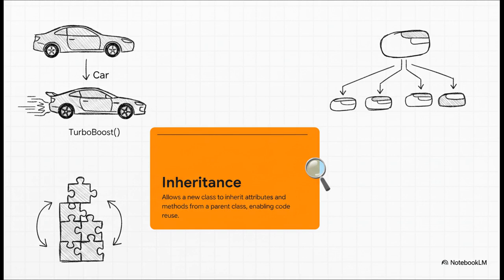It means we can create a new sports car class that automatically gets all the stuff from our main car class. We don't have to rewrite the code for wheels or doors, it just inherits it. We only need to add the new special stuff, like maybe a turbo boost method. And the other superpowers, like encapsulation and polymorphism, help protect your data and make your code even more flexible. It's a really powerful combination.